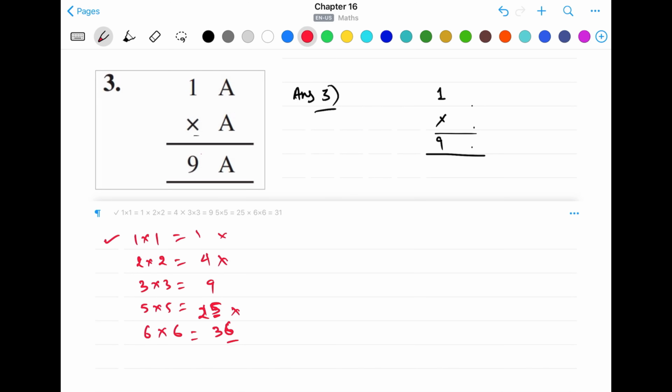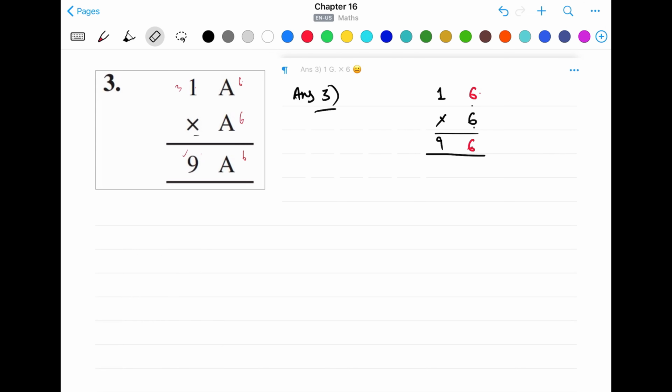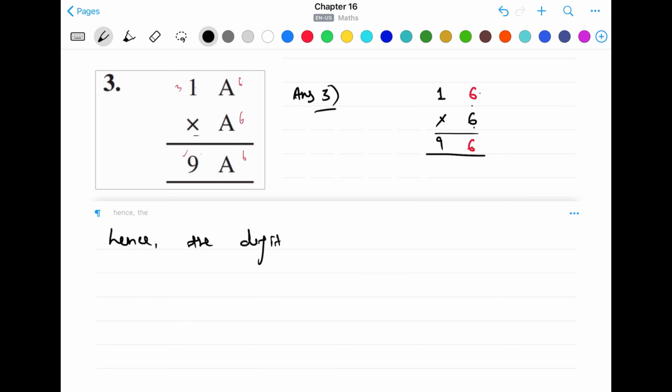Suppose if we take 6 here, so 6 into 6 will be 36, carry will be 3. Then 6 into 1 is 6, plus 3 is 9, so this is satisfying our sum. That means the result is 16 into 6 is 96. So the result is, let me write it here, hence the digit is A equals to 6.